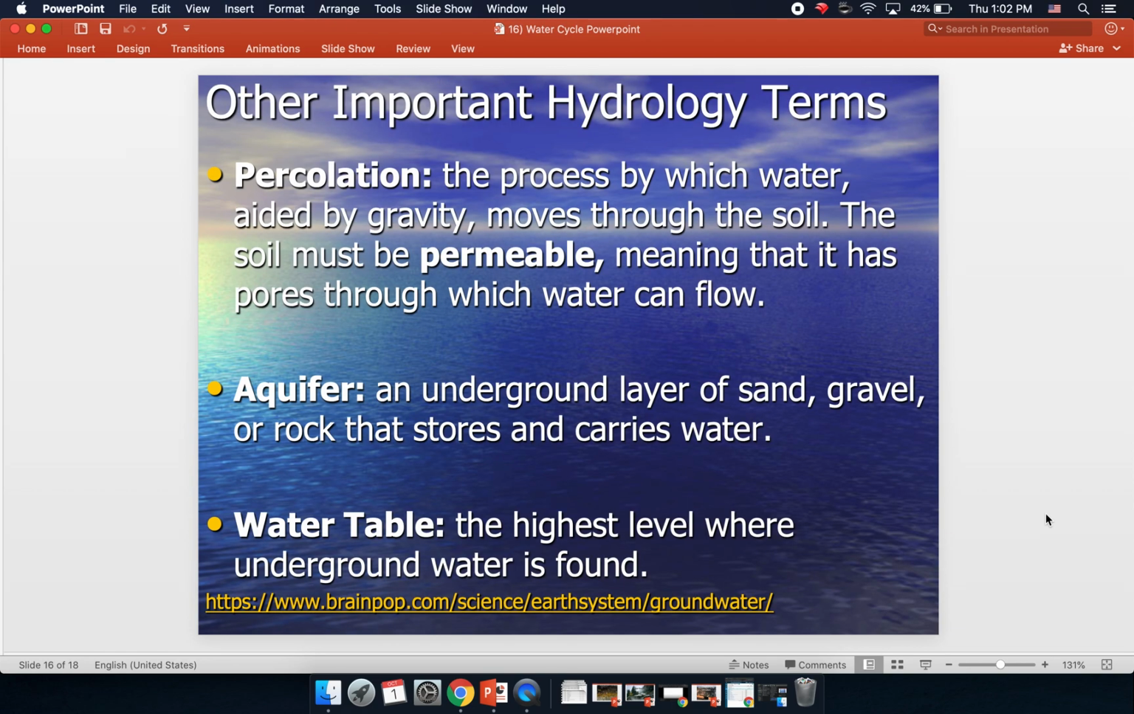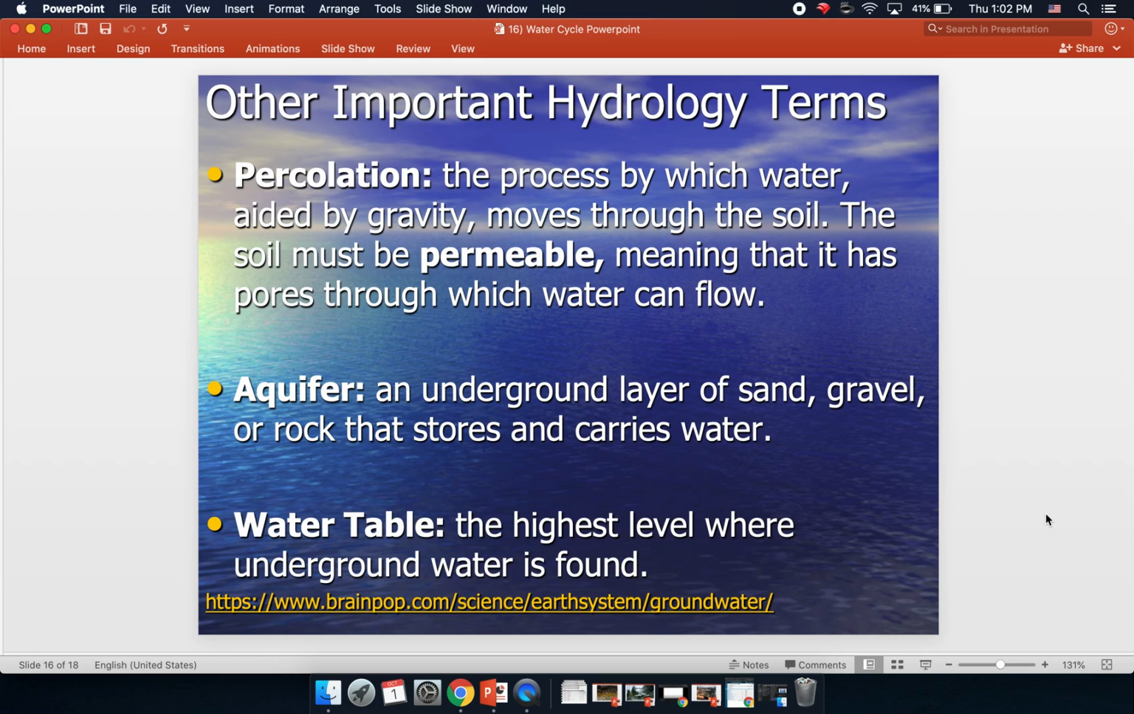Here are some other important hydrology terms that we need to know. Percolation. This is the process by which water that's already underground, that has already infiltrated, moves through the soil because gravity is moving it along. The soil must be permeable. We've talked about this before. It has to have enough pores and enough spaces through which the water can flow.